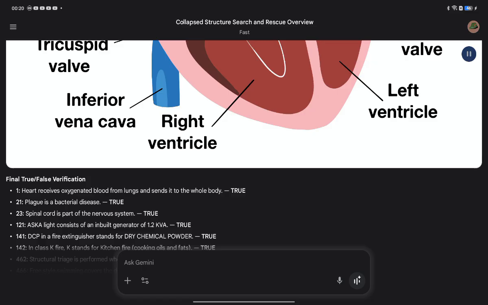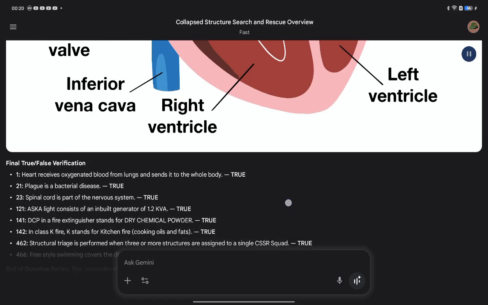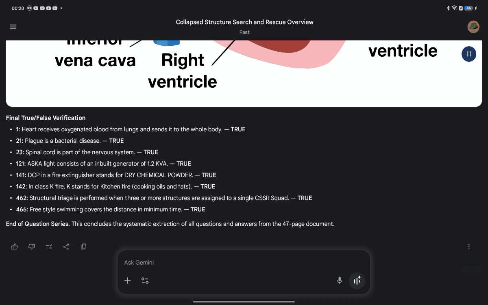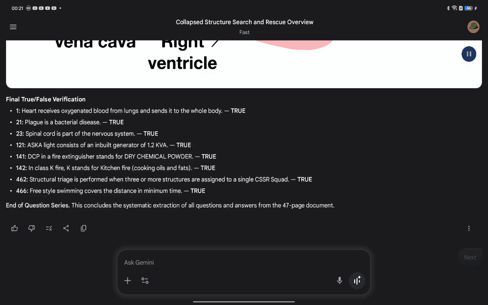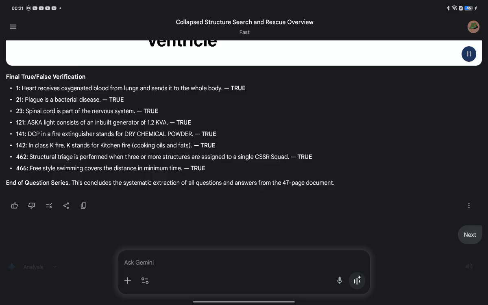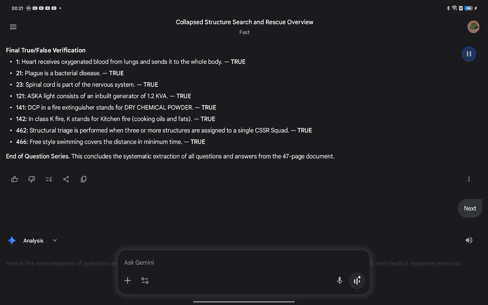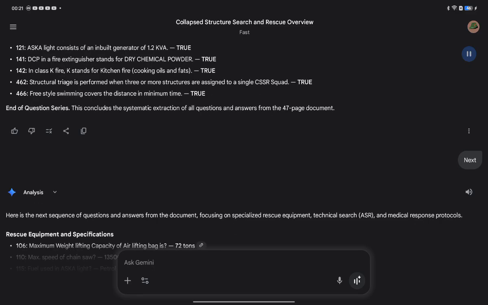121. Asker light consists of an inbuilt generator of 1.2 kVA. True. 141. DCP in a fire extinguisher stands for dry chemical powder. True. 142. In Class K fire, K stands for kitchen fire, cooking oils and fats. True. 462. Structural triage is performed when 3 or more structures are assigned to a single CSSR squad. True. 466. Freestyle swimming covers the distance in minimum time. True. End of question series.